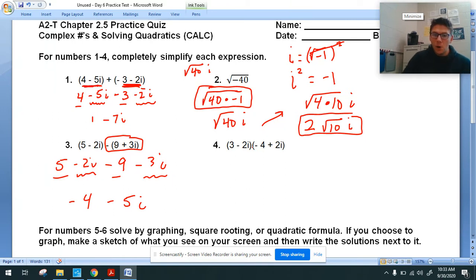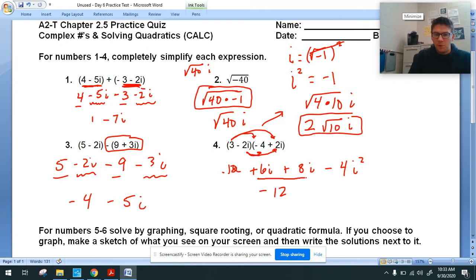The next one here, though, notice it's a product. Distribution is what we're going to have to do, so multiply each of these in. 3 times negative 4 is negative 12. There we go. 3 times 2i is 6i. And then plus 8i. And then negative 2i times 2i is negative 4, but then careful, i times i is i squared. So let's combine this here. Negative 12, those two go together.